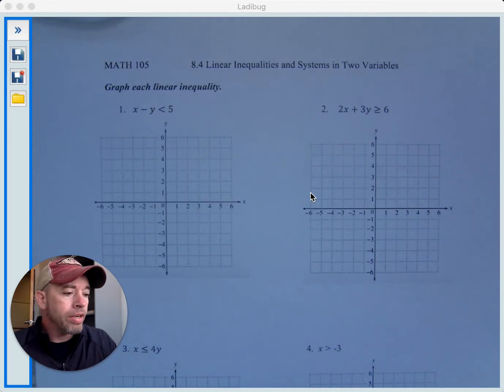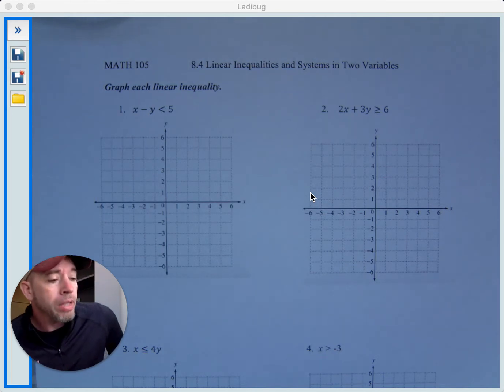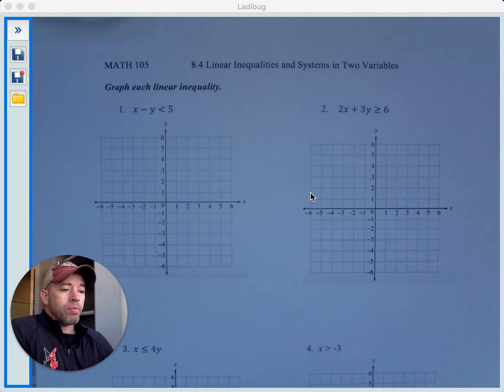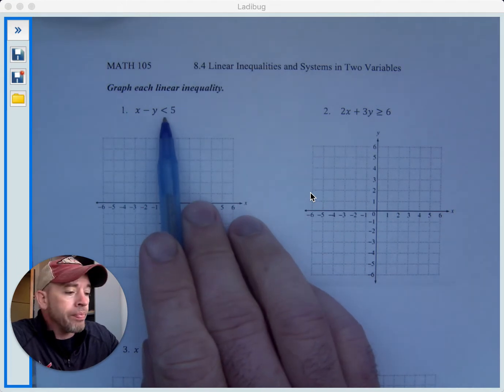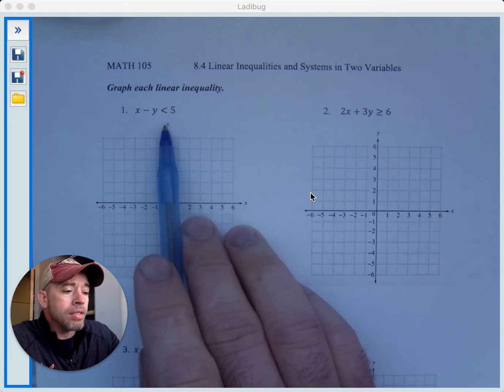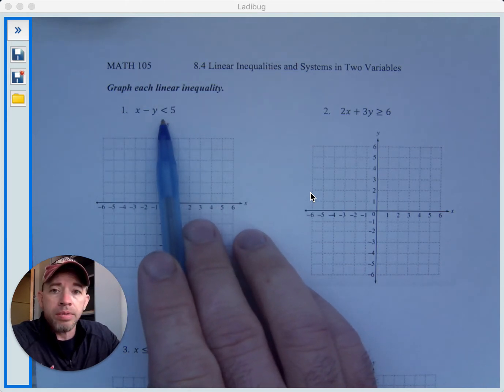Alright, so we are ready to start looking at linear inequalities in two variables. When we have two variables, we can't just use a number line to graph them, we have to graph on the coordinate plane. So when we have an inequality with two variables and a less than sign here, what we have to do is graph the boundary line first. And the boundary line is the same as the inequality except the inequality symbol is an equal sign.